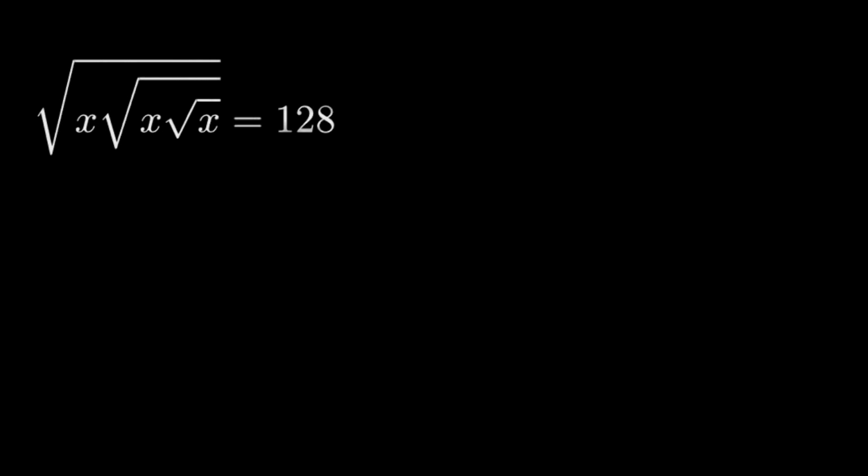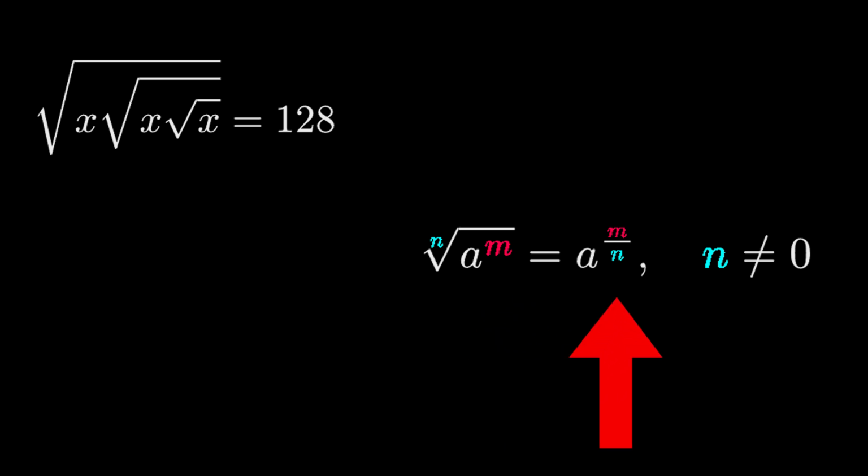Let's solve this equation. All of these roots are equal to 128. First, you need to know about the relation between radical and fractional exponents. So we can write this radical as a fractional exponent. This is not a trick, it's literally a different way to write the same thing.